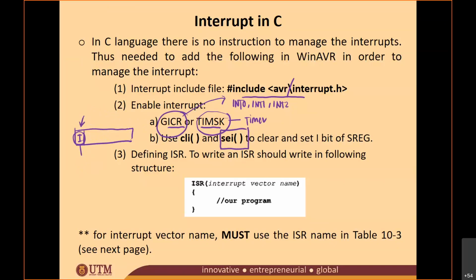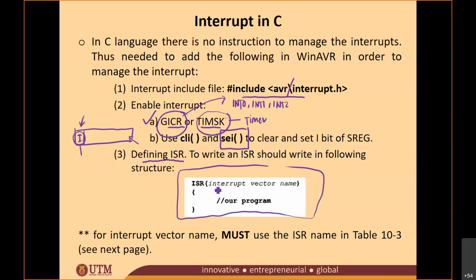Once you finish enabling the interrupt, you have two locations: one at the GICR, your interrupt register, and the second one at the status register. Once you enable at these two locations, then you can write your ISR, your interrupt service routine. You write down anything that you're going to do, the program that runs whenever the interrupt occurs. So this is your interrupt service routine.